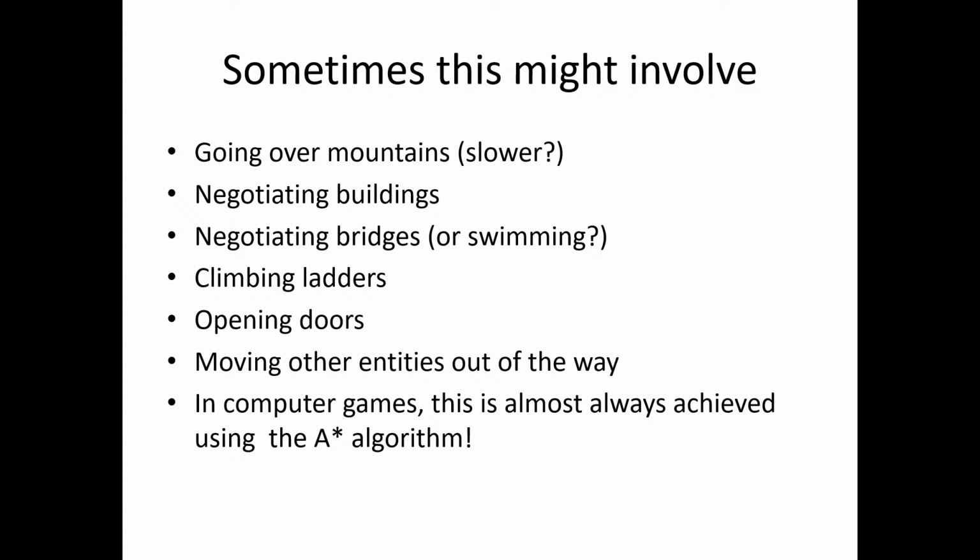You might have to cross a bridge. You might have a cost associated with crossing a bridge, or swimming across water might have a higher cost than walking on a road, for example. It might mean climbing ladders, might mean opening a door, and then maybe the door is going to close behind you and you can't go back. So is that another thing that needs to be taken into consideration? And all of these problems can be solved by using this algorithm called the A-star algorithm.